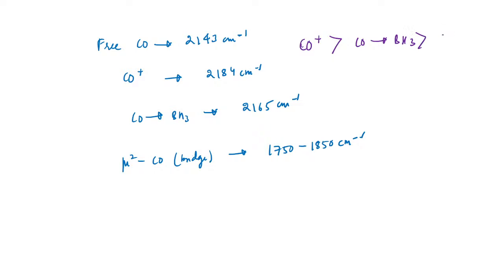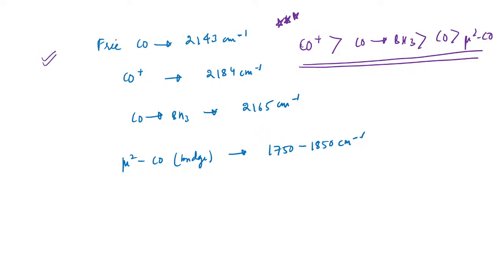Then after this you will have free CO, and then after this bridge bonding CO. So in your JAM level, most of the time, this is the high probability question. Just compare the values. But in case they ask you the value, these are the given values, but I'm sure they won't ask you the data, they will just go for this question. So you have to compare it.